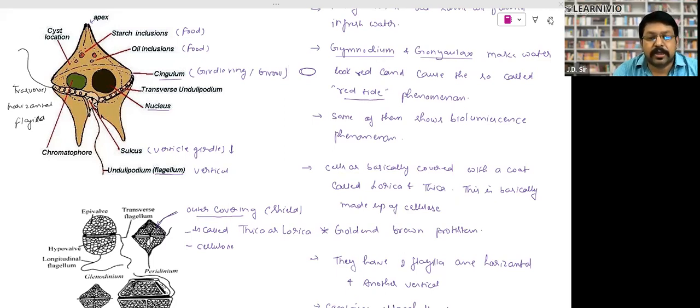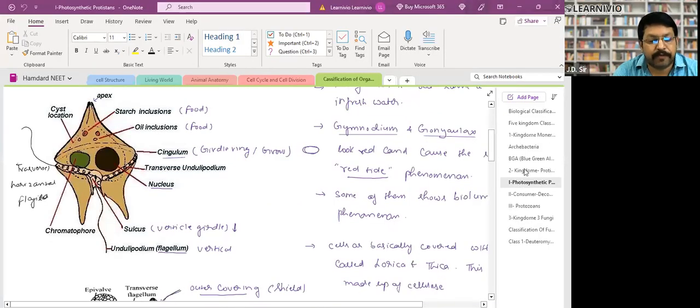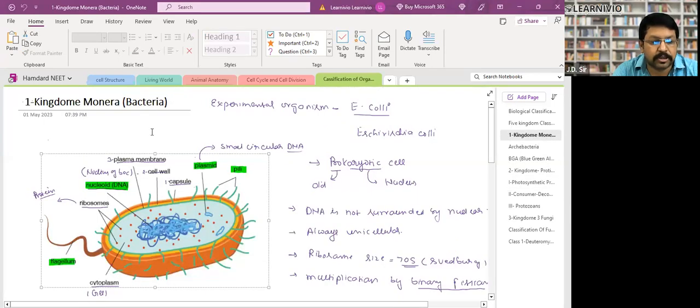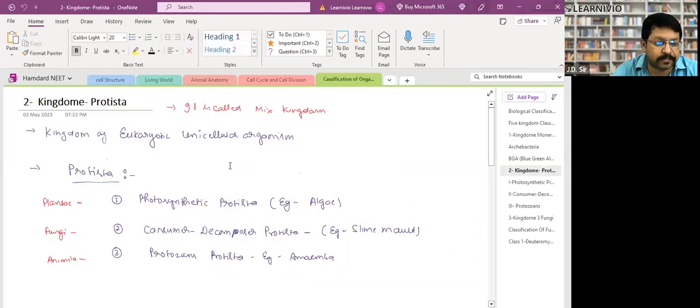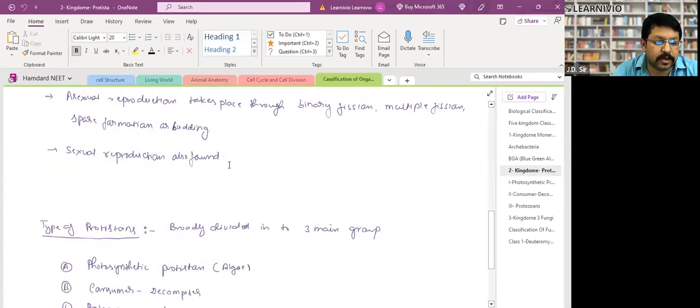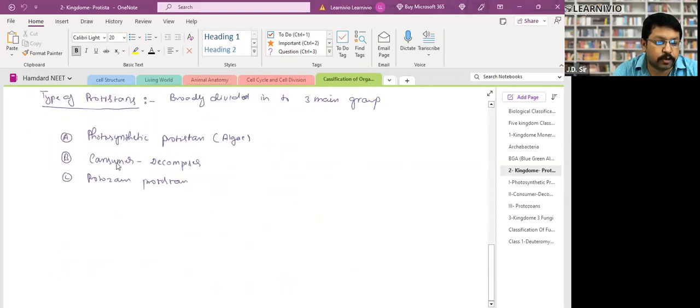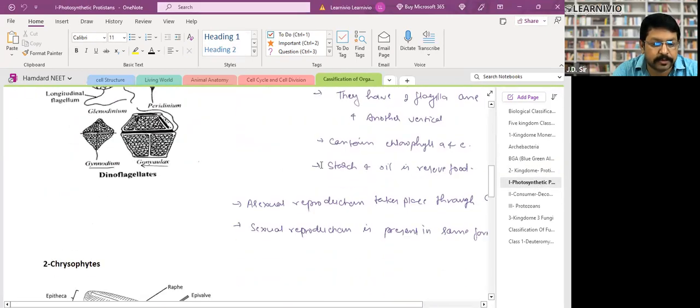Aisha, we are studying the classification system, the five kingdom classification system. We started with Monera, and now we are doing the Protista. In Protista, there are three kinds: photosynthetic Protista, consumer-decomposer, and protozoan Protista. So we are doing the photosynthetic Protista.